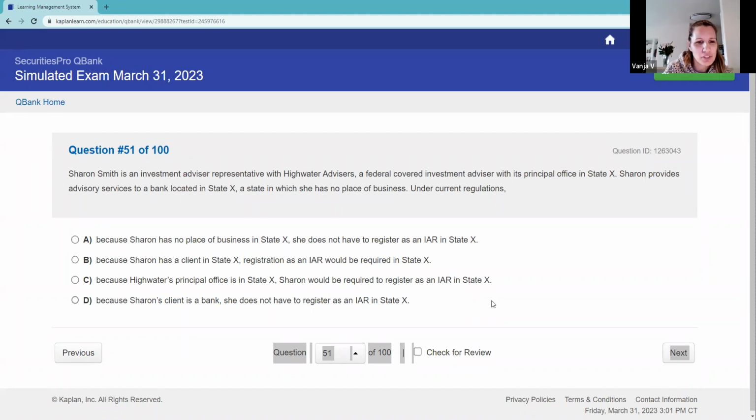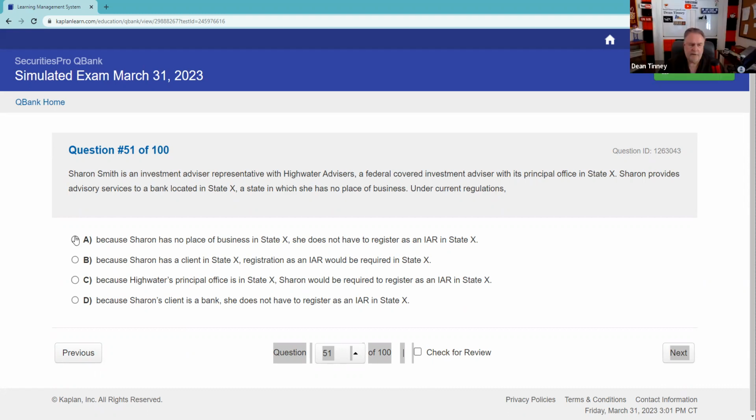IAR in State X. Because Sharon has a client, it really doesn't matter how many clients they have where, if they're federally covered, it's just about the place that they are. So if she has no location in State X, she does not have to. A. Excellent, excellent, good job.